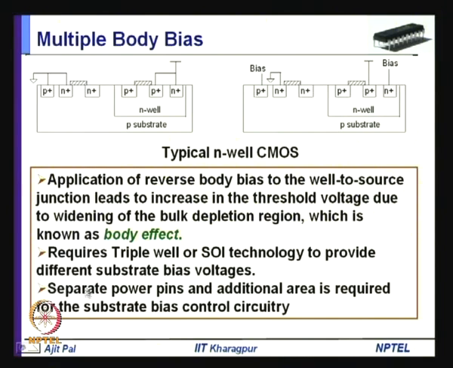Not only that, you will require separate power pins for this substrate as well as for the well, and you will require additional area for routing those lines, and again you will require some substrate bias control circuitry to apply different bias voltages depending on your requirement. So, this is how, by applying multiple body bias voltages, you can realize transistors of different threshold voltages. Earlier we have already discussed how the threshold voltage varies with the body bias.